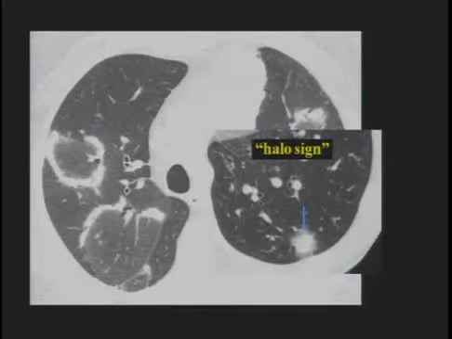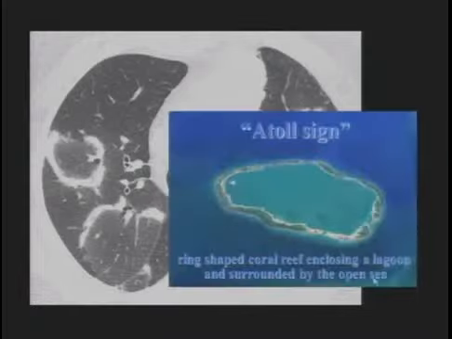And this appearance is sort of the exact opposite of the halo sign, which is why it has been referred to as the reversed halo sign. But also, I think it very strikingly resembles an atoll, and this term actually appeared in the literature first, although it happened to be in Italian.